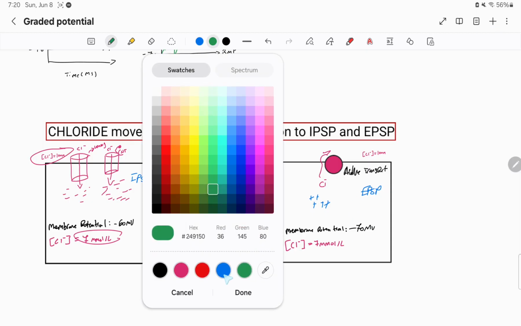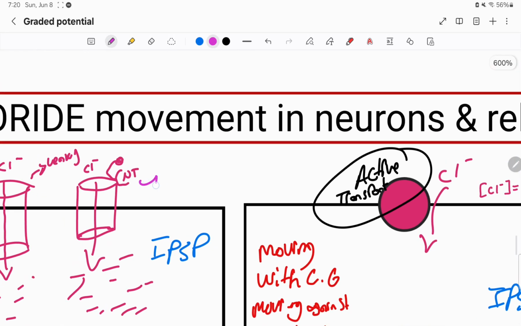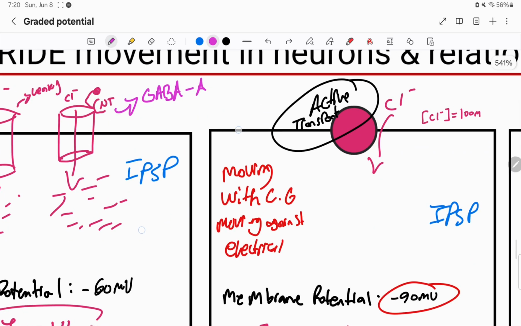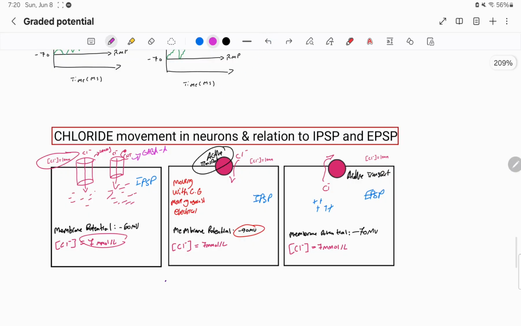And by the way, a great example of this would be the GABA A ligand-gated channel. GABA is a neurotransmitter called gamma-aminobutyric acid, and imagine this neurotransmitter is GABA, and this channel is called GABA A. It does this exact same thing. It brings chloride in down its concentration gradient and its electrical gradient.